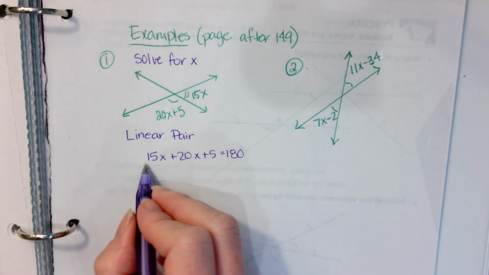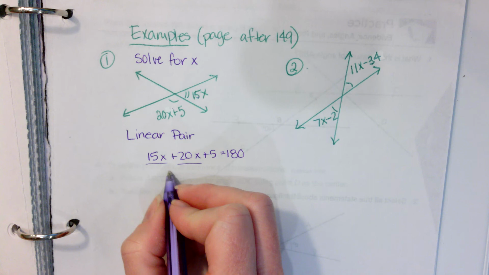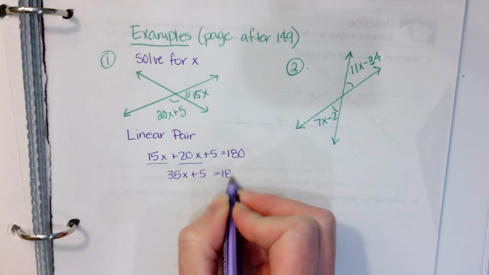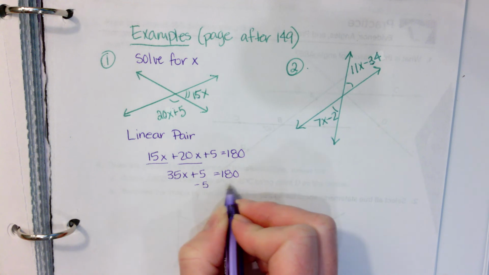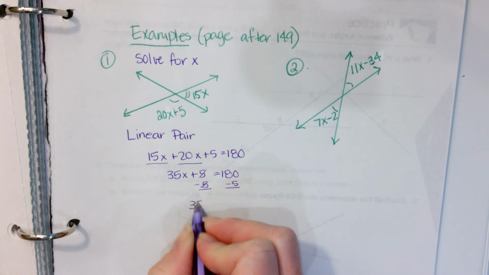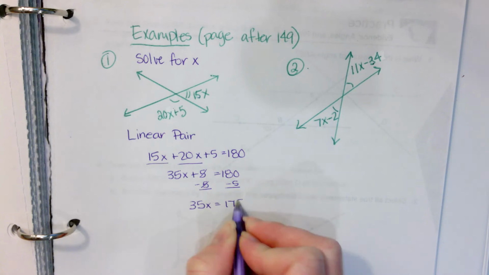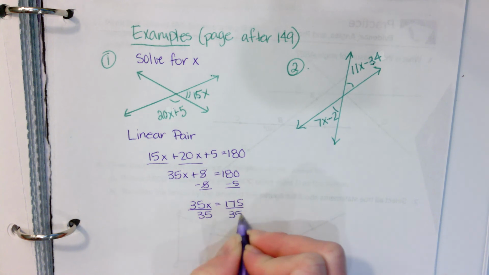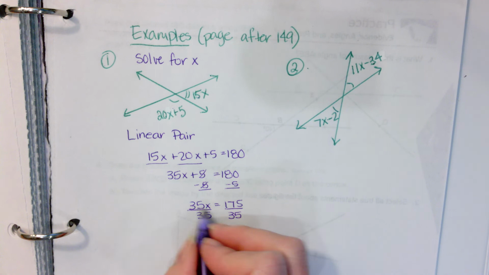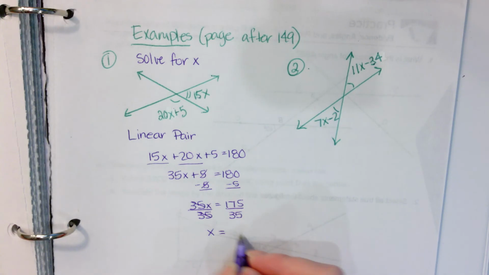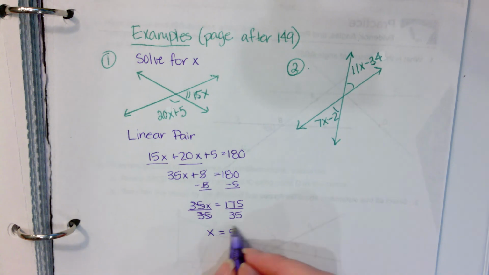Let's combine like terms, and I would have 35x plus 5 equals 180. How about we subtract 5 from both sides to begin isolating my x term, and I have 35x equals 175. And let's finish by dividing both sides by 35. I had 35 times x, so I'll divide both sides by 35. And then I'll finally get that x is equal to 5. So if that's what my problem asked for, I'd be finished.